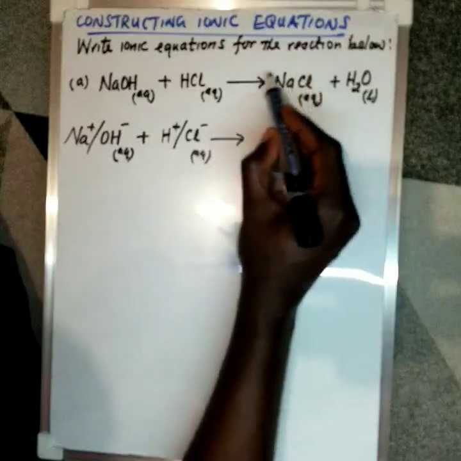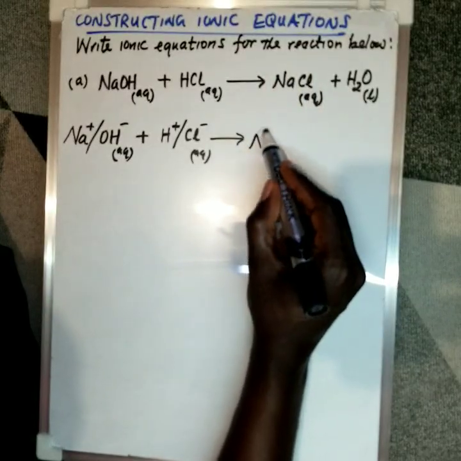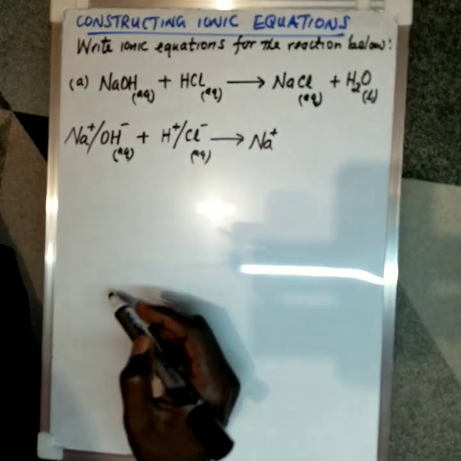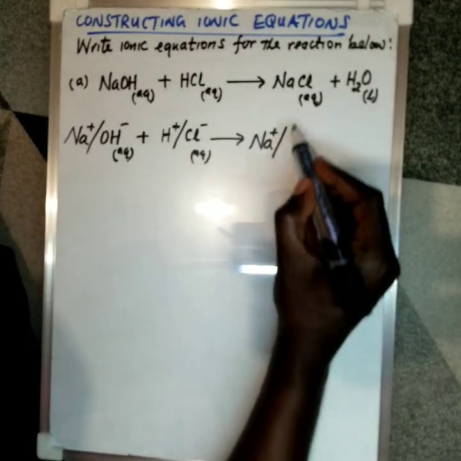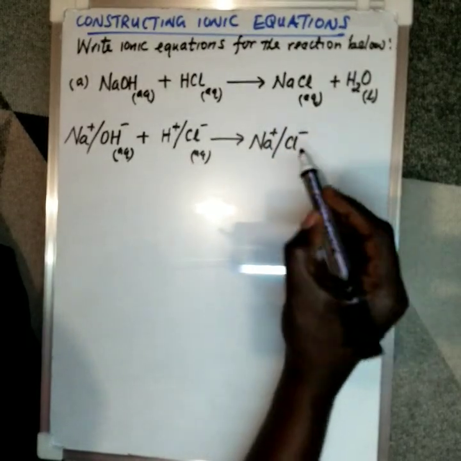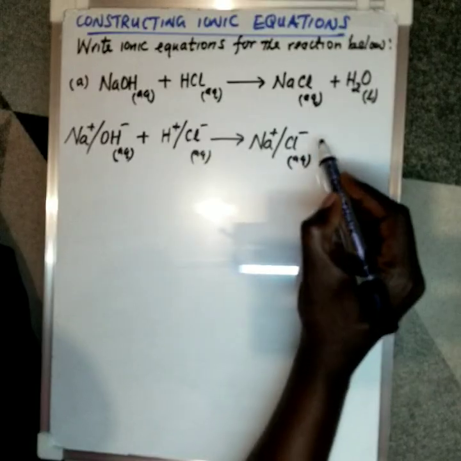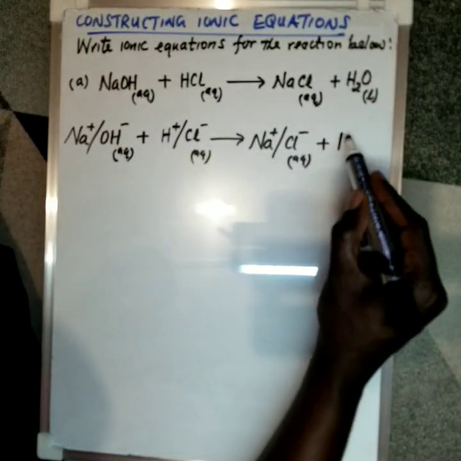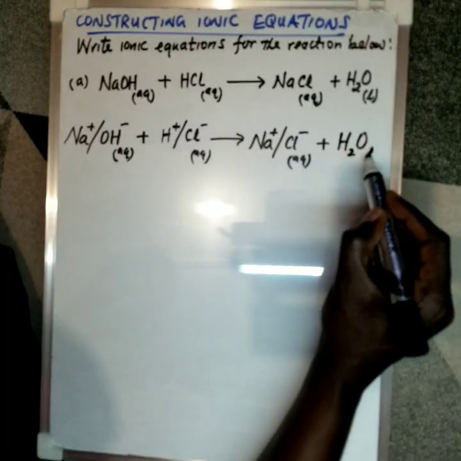What are they producing? That one in aqueous will split. Sodium is in group 1, therefore it has a valence of 1 and carries a positive charge. Chlorine, in this case, negative, and that is in aqueous. Remember what we said, anything solid, liquid, gas, do not touch them, just continue writing them the way they are.